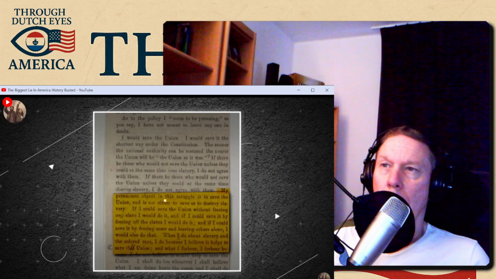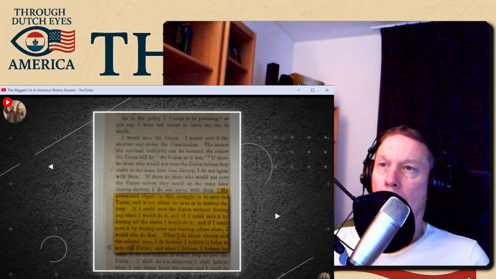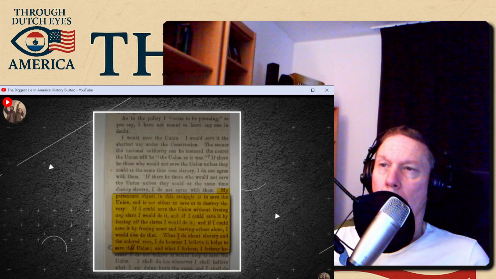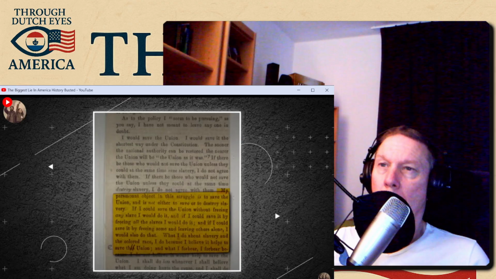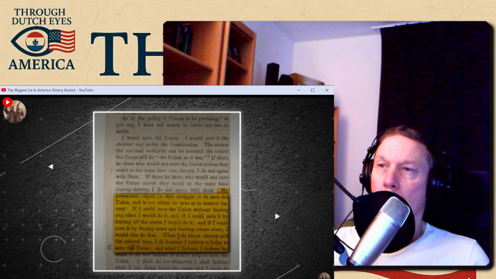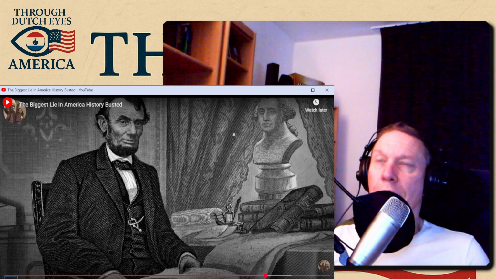My paramount object in this struggle is to save the Union, and is not either to save or to destroy slavery. If I could save the Union without freeing any slaves, I would do it. And if I could save it by freeing all the slaves, I would do it. And if I could save it by freeing some and leaving others alone, I would also do that. What I do about slavery and the colored race, I do because I believe it helps to save this Union. The right context of the full sentence.